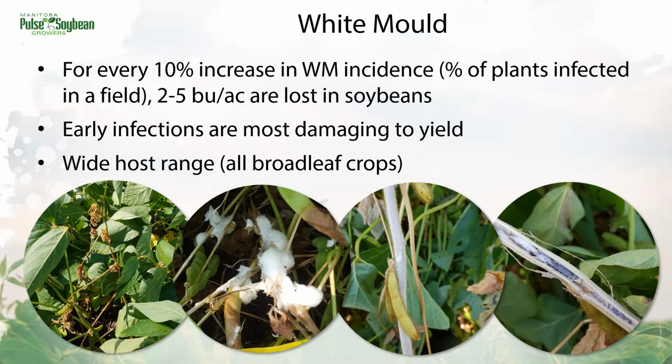So for every 10% increase in the amount of plants infected in a field, anywhere from 2 to 5 bushels per acre of yield are lost. Early infections are definitely more damaging. We're fortunate that it's not as often that we're seeing high levels of this disease in our fields.